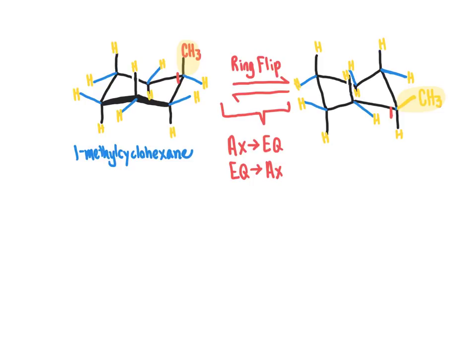So in the next unit, what we'll look at is how we can determine the relative energies of a ring-flipped version of the molecule. In other words, are these two structures that we've drawn equal in energy, or is one of the chair conformers even more favorable than the other?